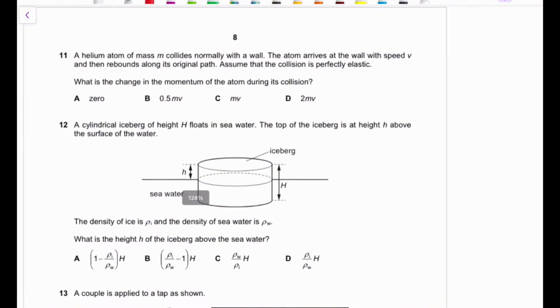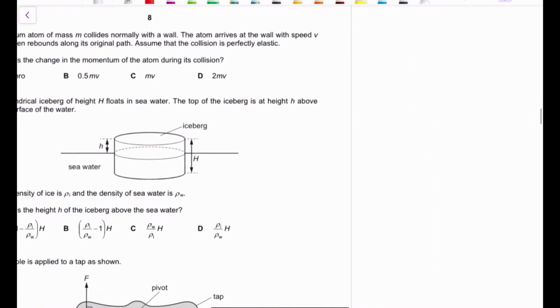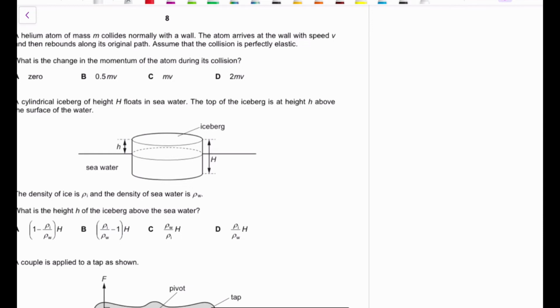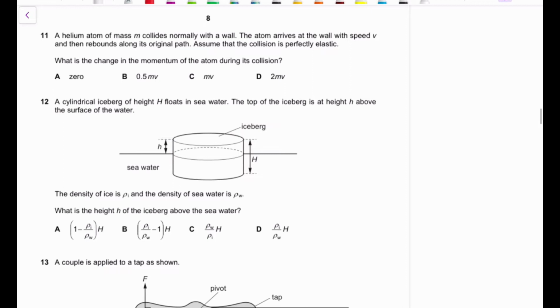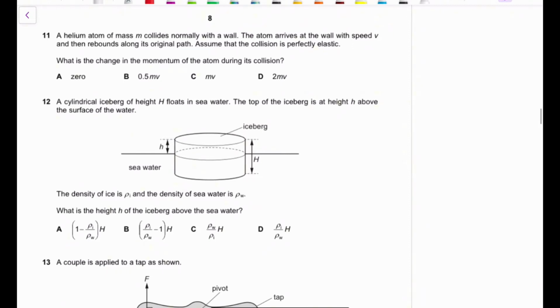A helium atom of mass M collides normally against a wall. So that helium mass is going to collide normally against that wall. The atom arrives at the wall with speed V, then rebounds along its original path. Assume that the collision is perfectly elastic.